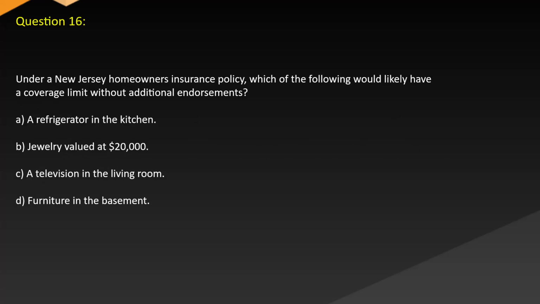Question 16. Under a New Jersey homeowner's insurance policy, which of the following would likely have a coverage limit without additional endorsements? A. A refrigerator in the kitchen. B. Jewelry valued at $20,000. C. A television in the living room. D. Furniture in the basement.